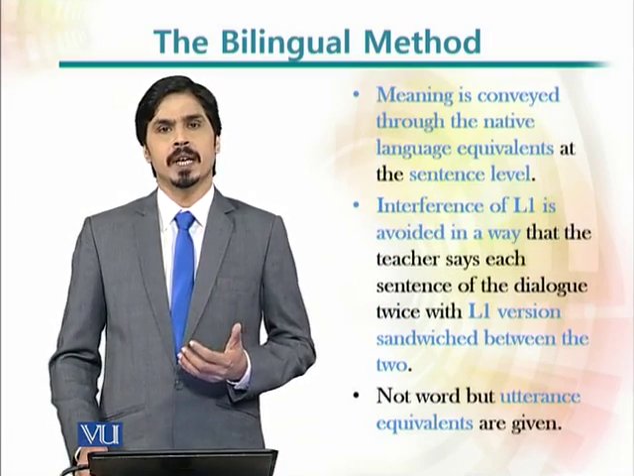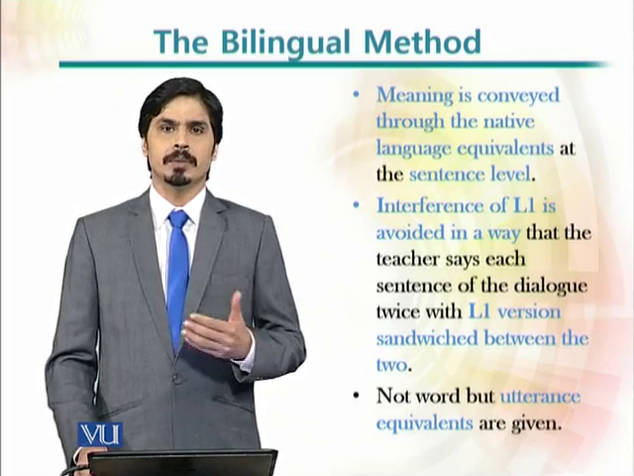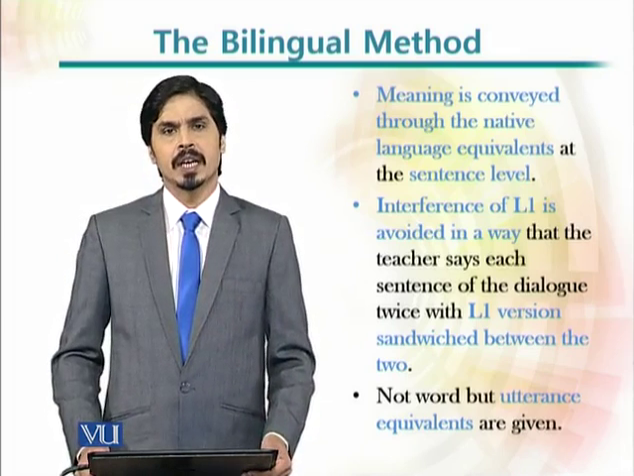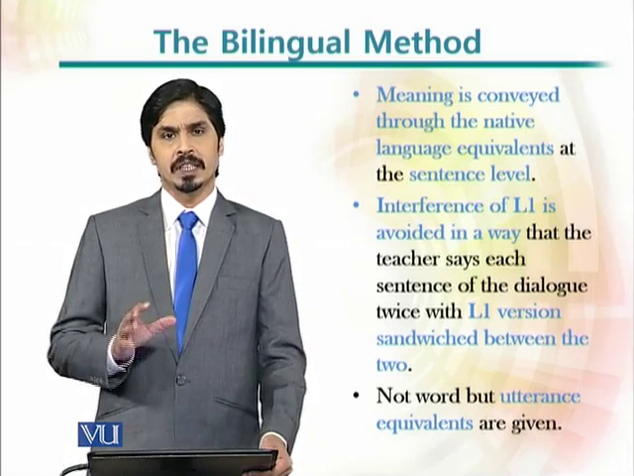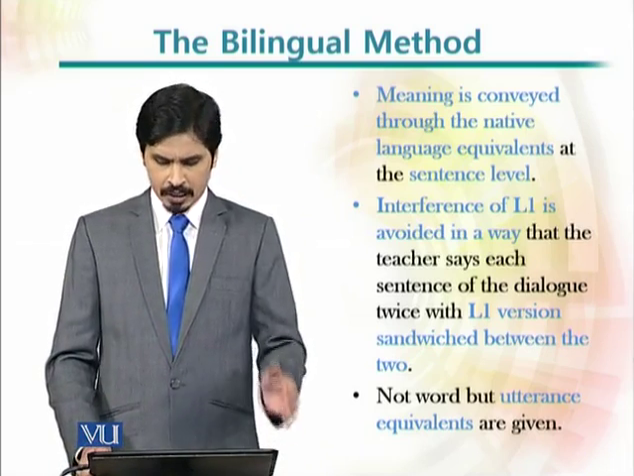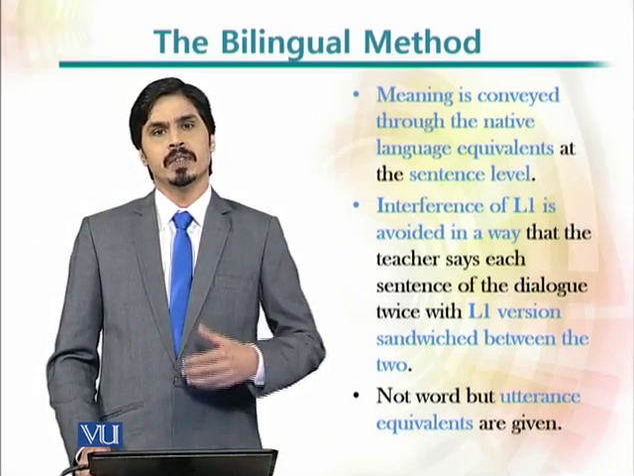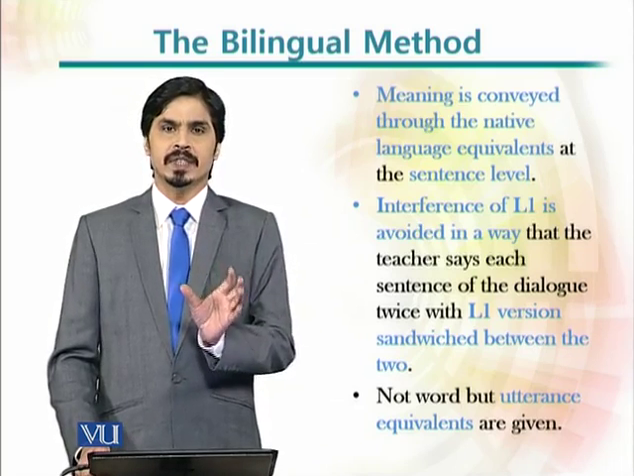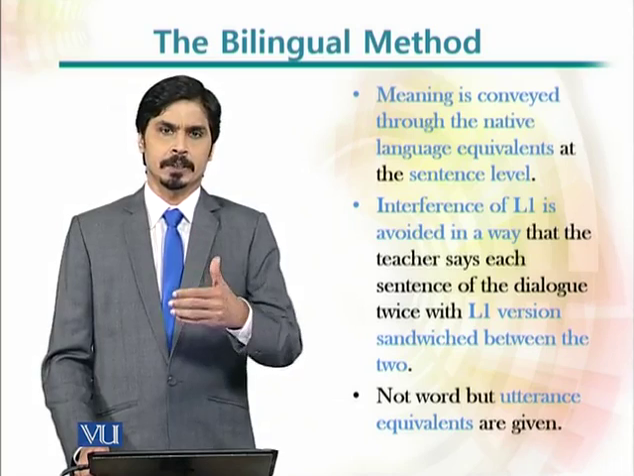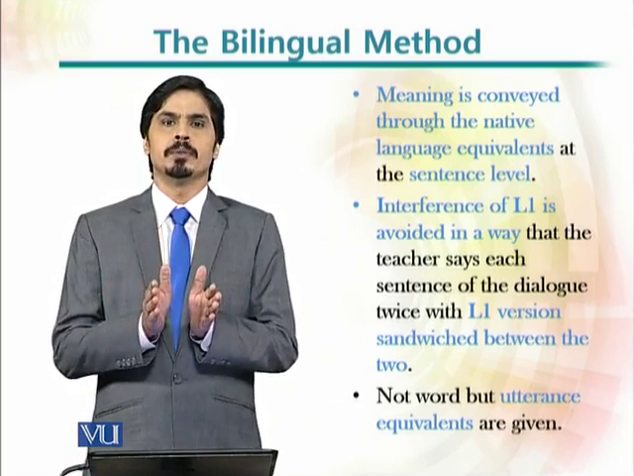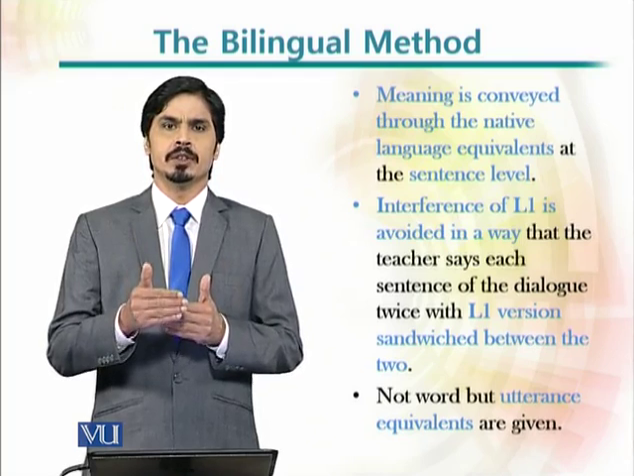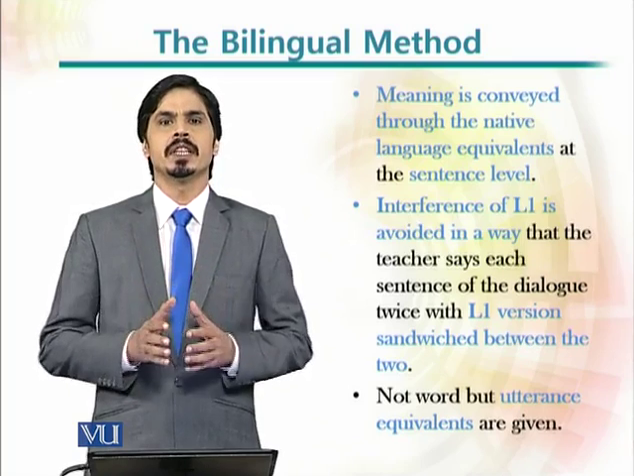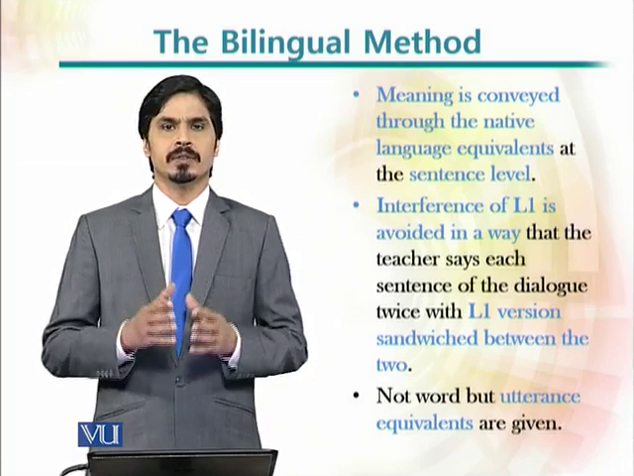Meaning is conveyed by native equivalents, as I said earlier, by the teacher where there is a difficulty for the learners. And we could see that interference of the first language, excessive interference of the first language, is avoided by the teacher, because when the teacher introduces the dialogue to the classroom, he reads it twice, and the first language equivalents are sandwiched between those two renditions by the teacher. So this activity actually aims at reducing the interference which might be caused by the first language.